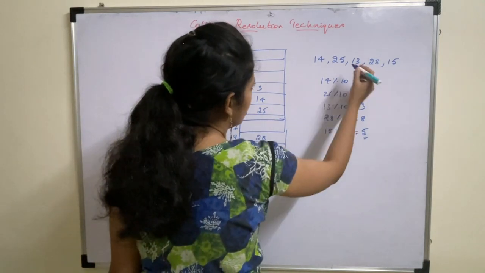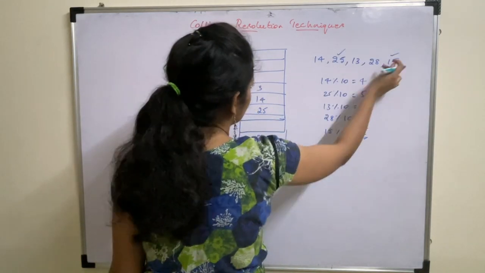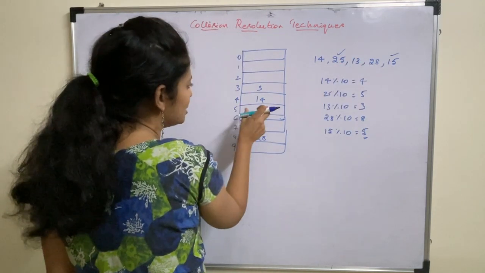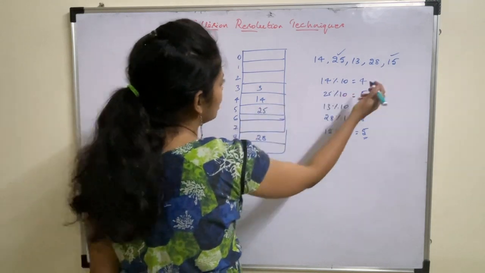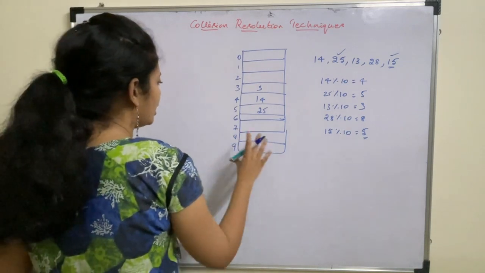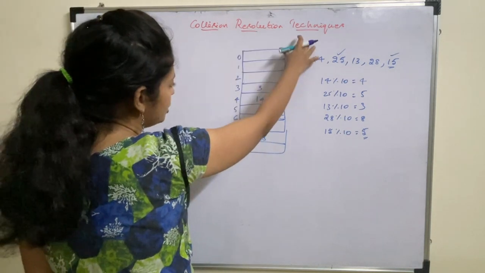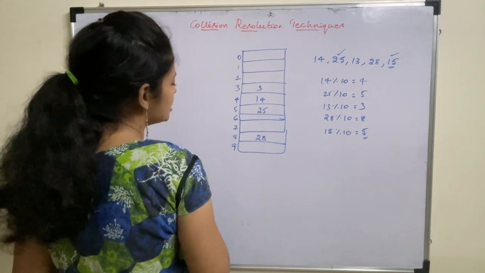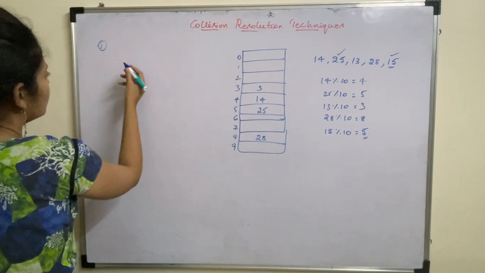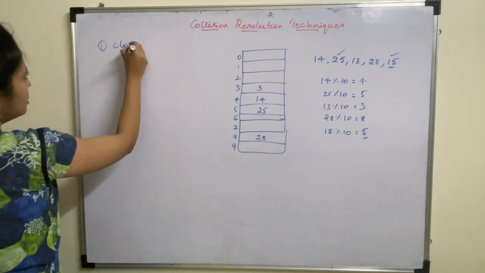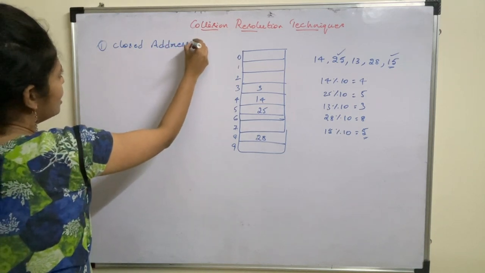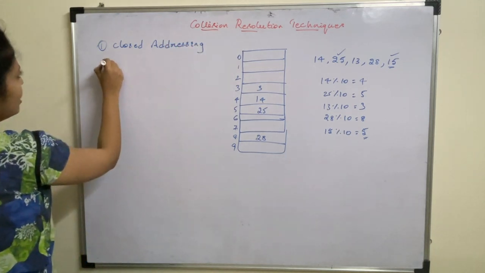If 2 records, say 25 and 15 here, have the same index value, which is 5, but since it is occupied by one record, you can't place another record. That condition is called collision, and we have various collision resolution techniques in order to deal with this situation. So we'll see them. We have 2 categories. One is closed addressing and second one is open addressing.